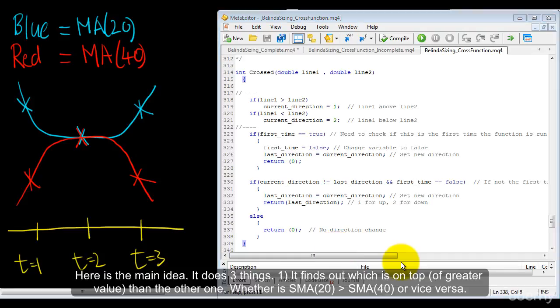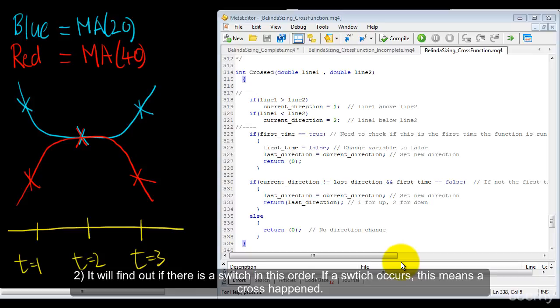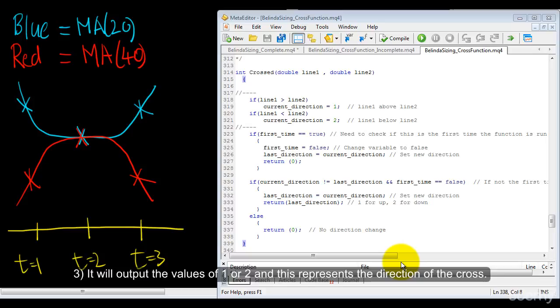So here is the main idea. It does three things. First, it finds out which line is on top of the other one, whether SMA 20 is on top of SMA 40 or SMA 40 is on top of SMA 20. Second, it will find out if there's a switch in this order. So if a switch occurred, that means that there was a cross. And the third and last thing that it does is that it will output the values of either 1 or 2, and this will represent which direction the cross happened.